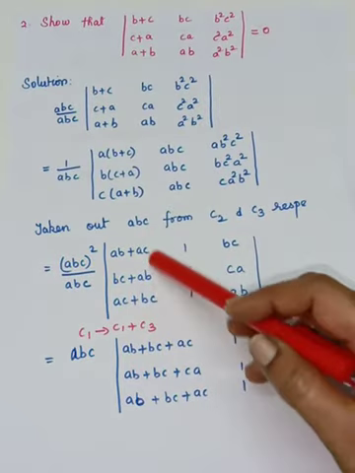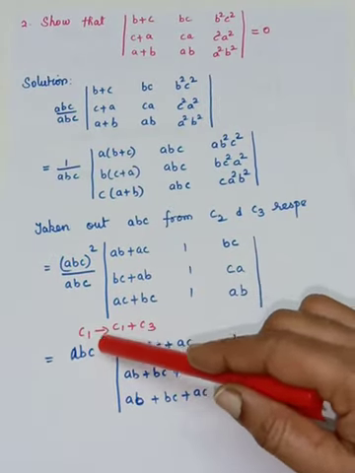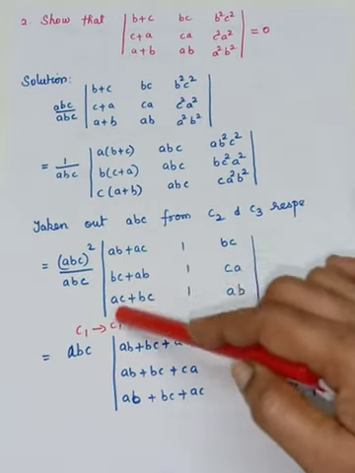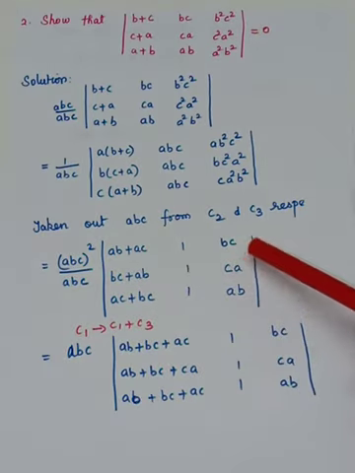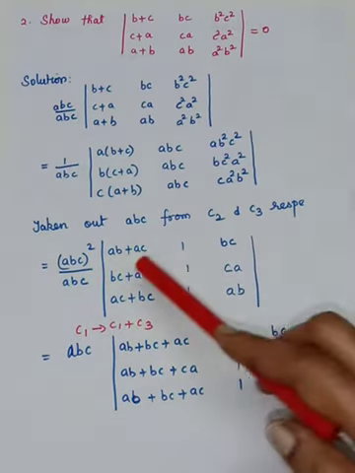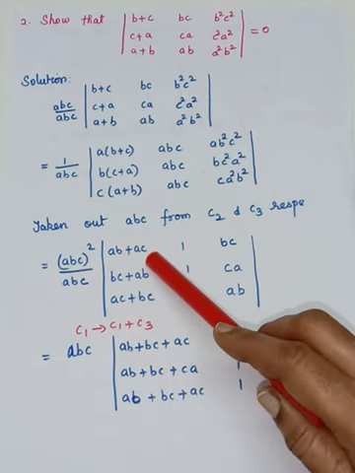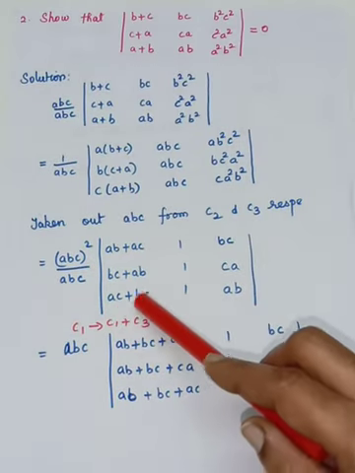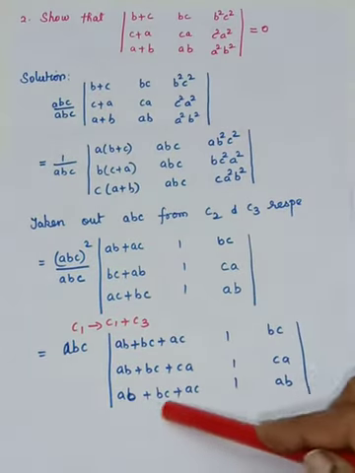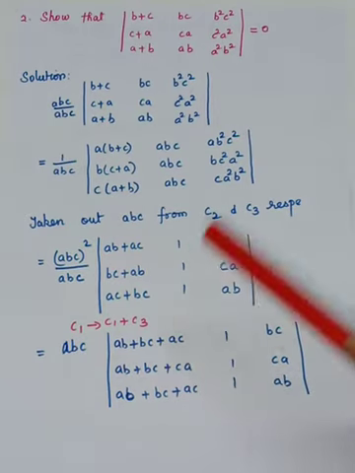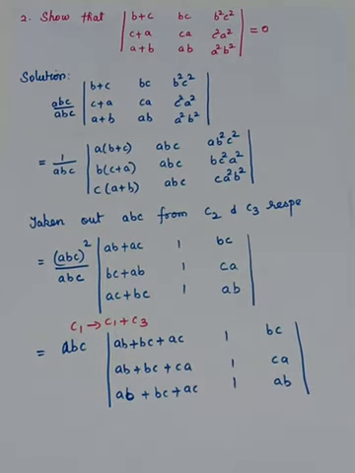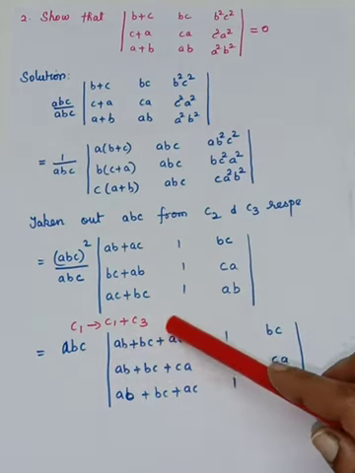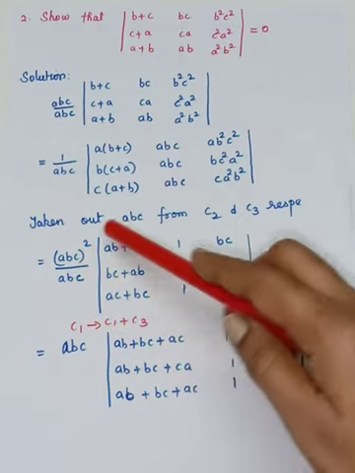transformation. You are going to make C1 implies C1 plus C3. So the elements of C1 are added with the corresponding elements of C3. You look at the first element, AB plus AC plus BC, BC plus AB plus CA, and AC plus BC plus AB. So everything is AB plus BC plus AC or CA. Here you are using the transformation C1 implies C1 plus C3, and see here 1 ABC getting cancelled.